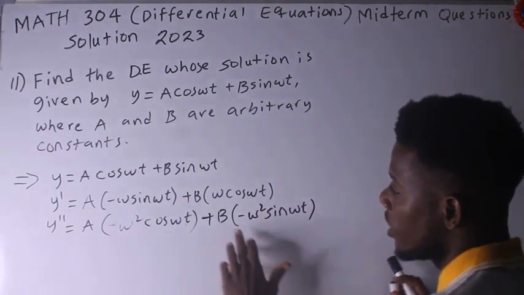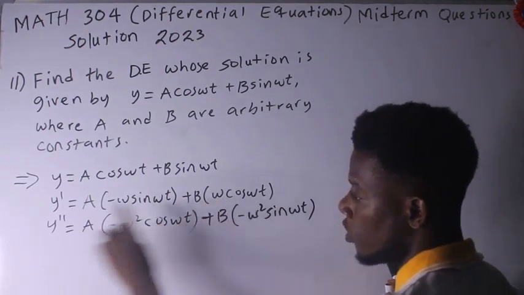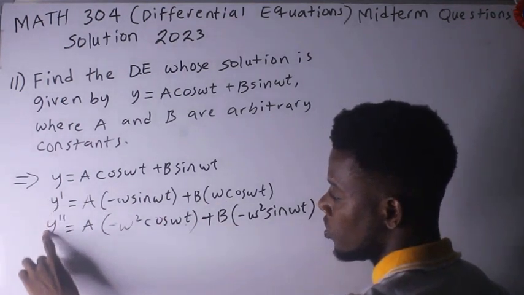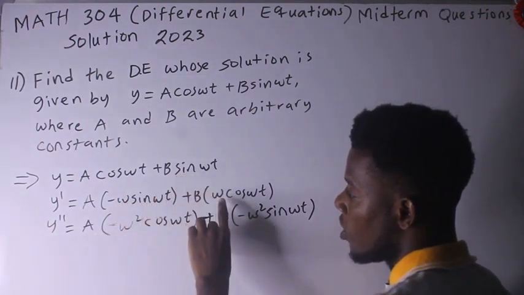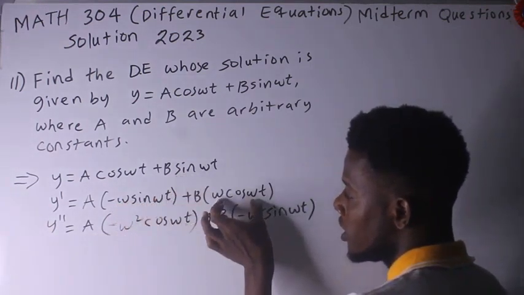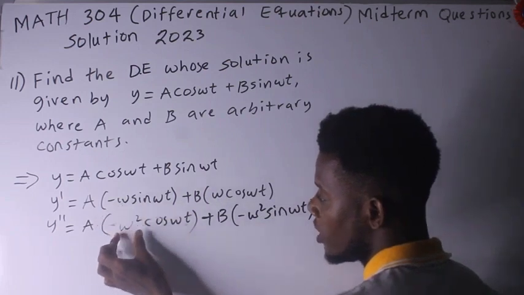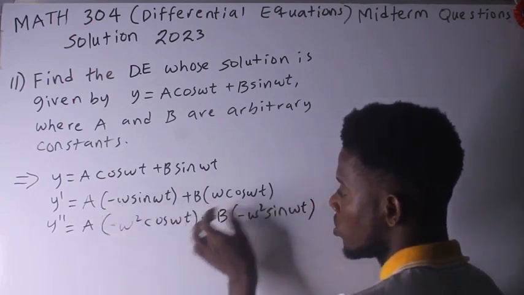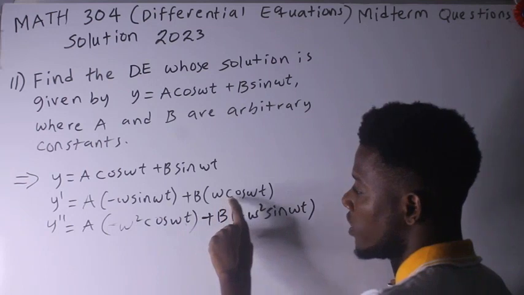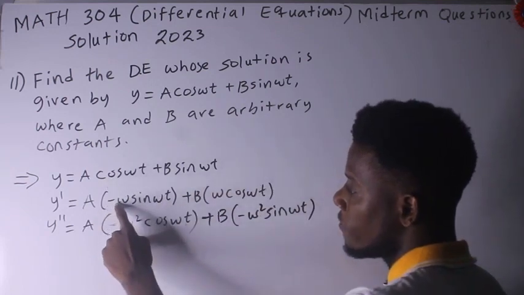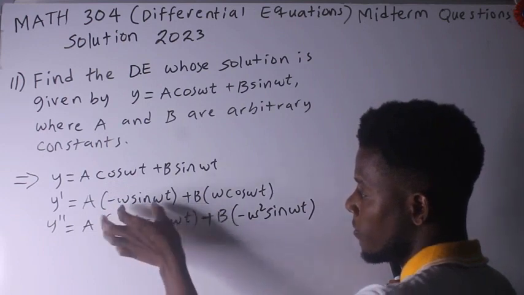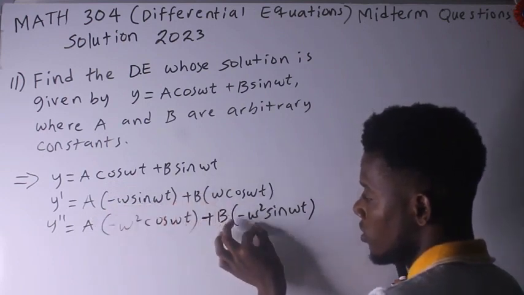Great. So what you observe here is that we want to differentiate for the first time. Then we differentiate for the second time. The derivative of sine omega t, we say, is omega cos omega t. This times negative omega is negative omega square cos omega t. Plus, to differentiate cos omega t, we say the derivative will be negative omega sin omega t. And you take this and multiply by omega, you have this.